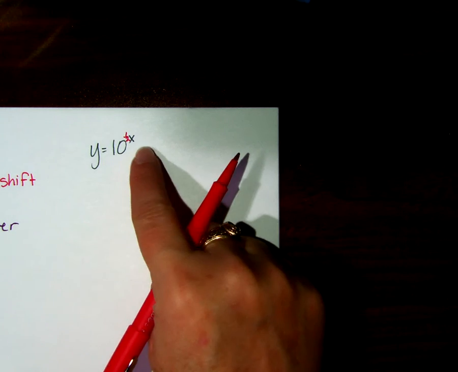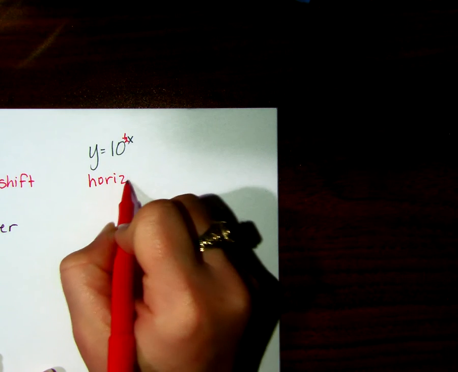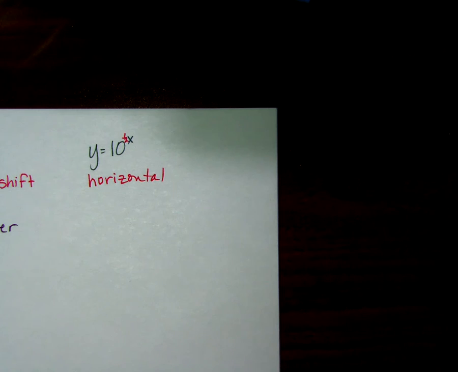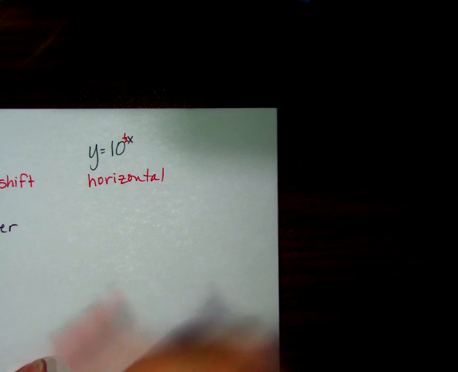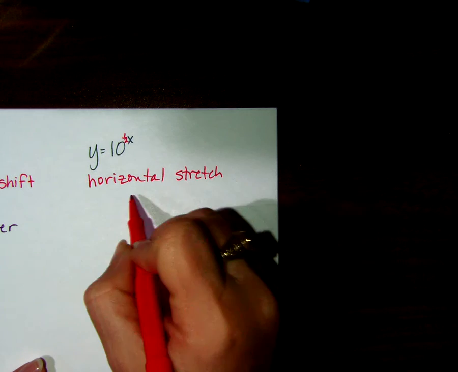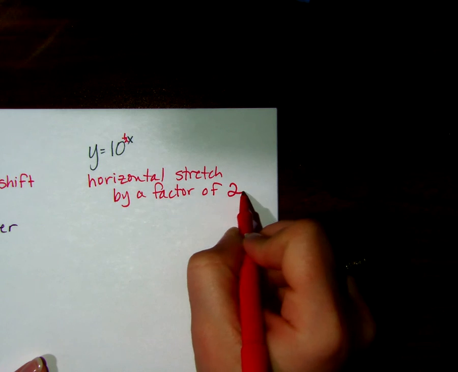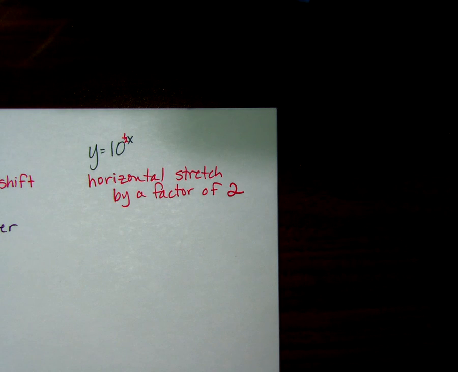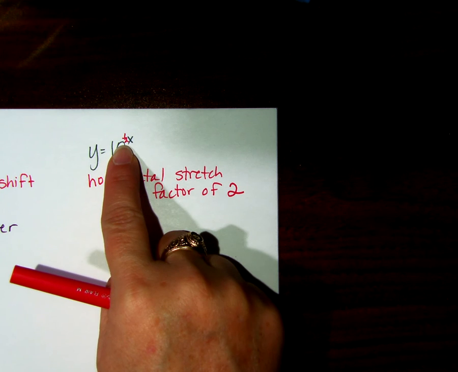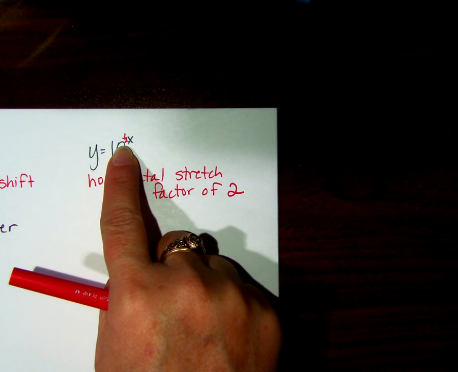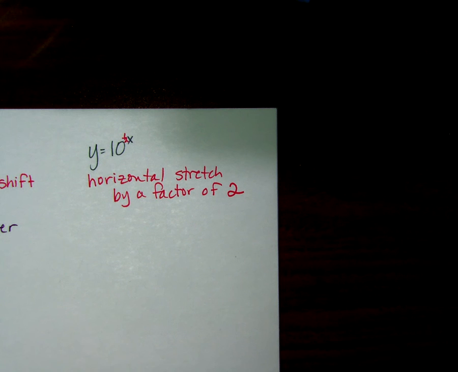What is that? That's a multiplier, and it's inside, so we know it's a horizontal change, right? It's either a stretch or compression. When it's inside, it's opposite of what we think, right? So we see that it's between 0 and 1, and we automatically think it's a compression, but it's a stretch. By what factor? Why is it 2? Because 2 is the reciprocal. Yeah. Okay, reciprocal.